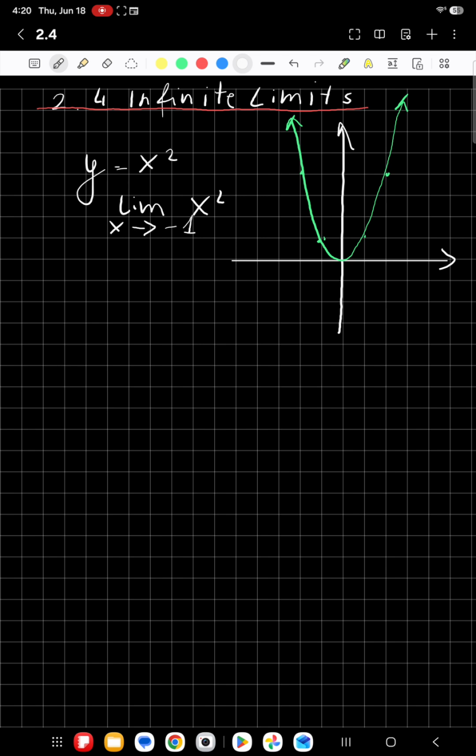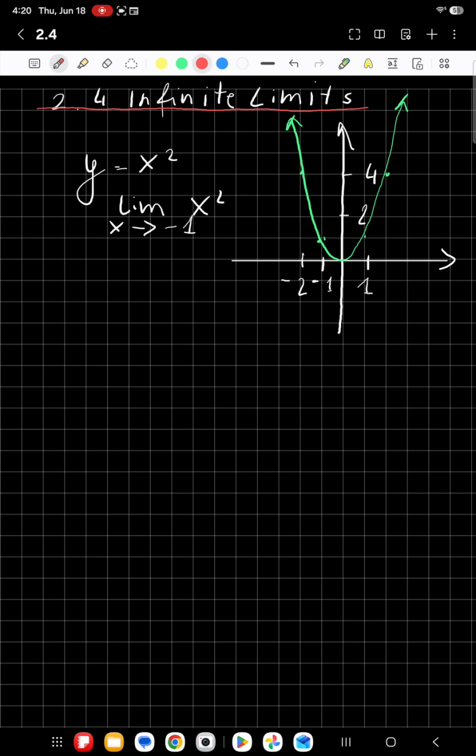Okay, so -1. So the -1 is right there. And this is -2, +1. And this is 4. This is 2.